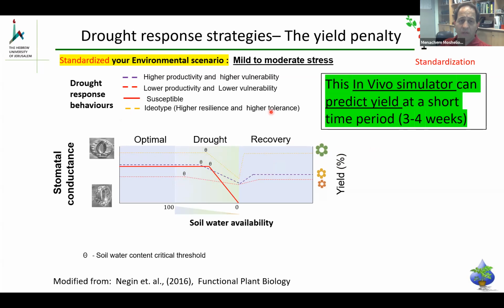So all in all, when we do standardization, we do in vivo simulation. I will show you soon how, to predict the yield, and we try to do it in as short a period as possible. Usually it takes us 3 to 4 weeks to really do this prediction right.